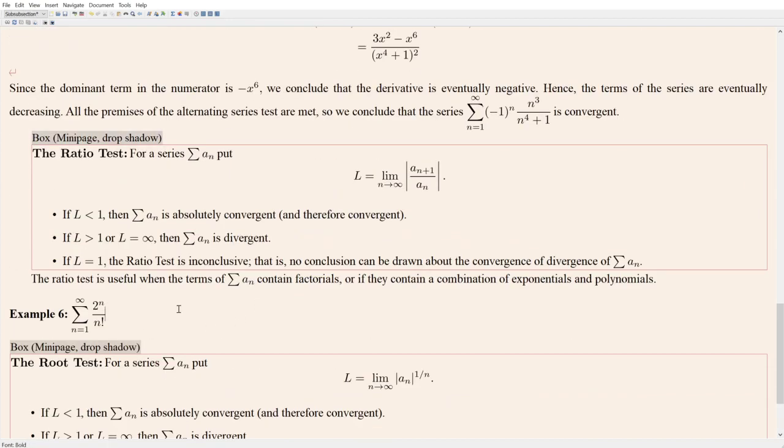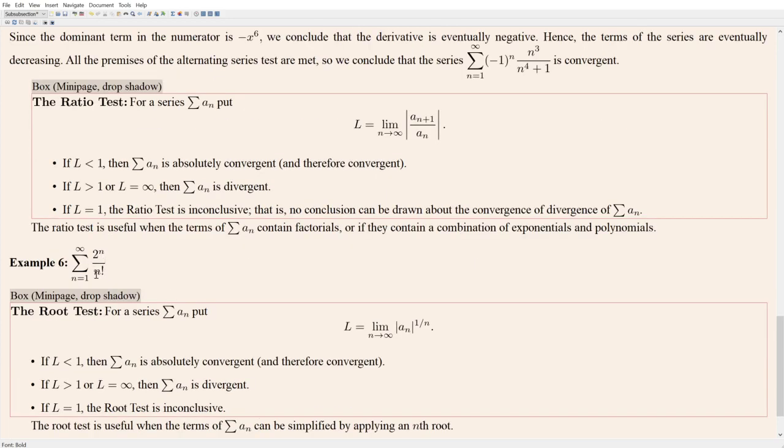Okay, so finally we have the ratio and root tests to look at. So, like I was saying earlier, the ratio test is really the most useful if you're looking at a series that contains factorials, or if it contains some combination of exponentials and polynomials. So in this example here, we've got a factorial, so automatically that tells me that the ratio test is going to be the thing to use.